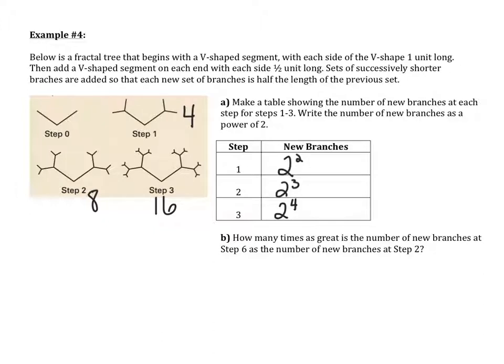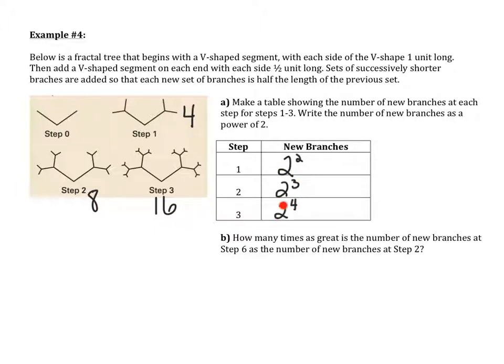So part B says, how many times as great is the number of new branches at step 6 as the number of new branches at step 2? So first, let's think about how many new branches there would be at step 6 by examining the table. At step 1, we raised 2 to the second power. At step 2, we raised 2 to the third power. And at step 3, it was 2 to the fourth power.